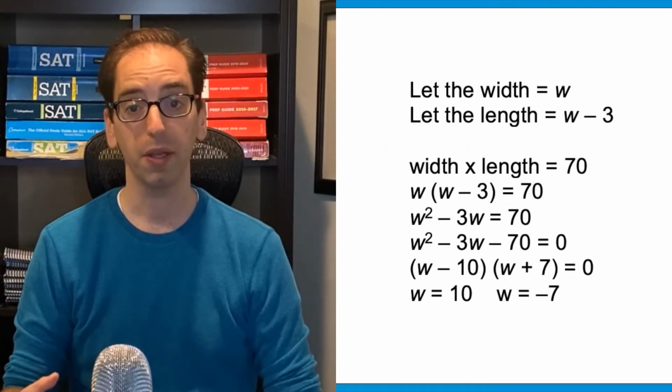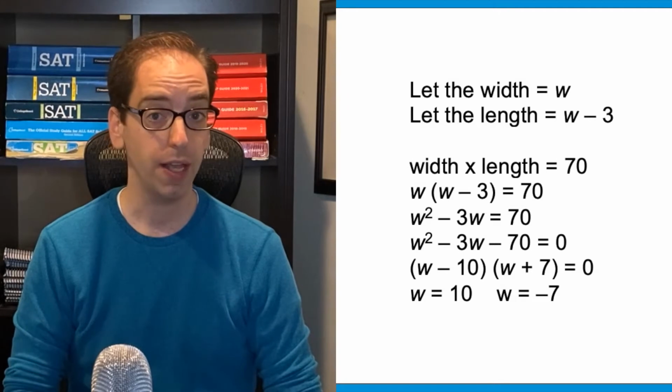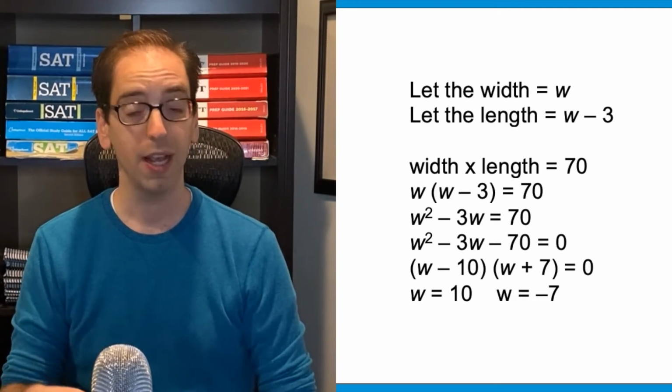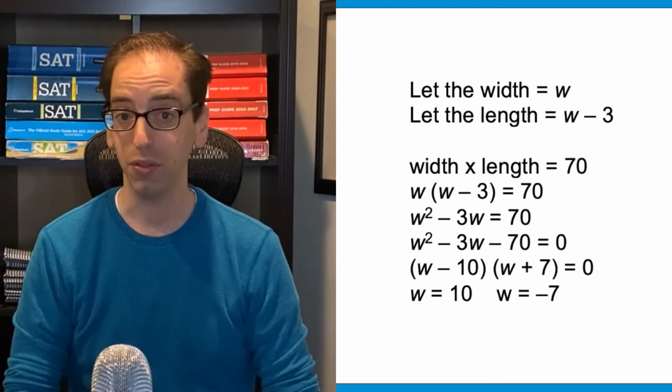Back in video 11, we talked about let statements. Check it out if you need a refresher. This question is a prime example of when you would build a let statement. The idea is that we want to use the same variable for different terms. So let's call the width W. But instead of calling the length L, let's call the length W minus 3. It's 3 inches less. That way, we're using the same variable for both.